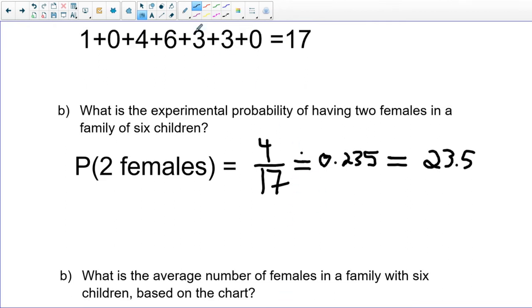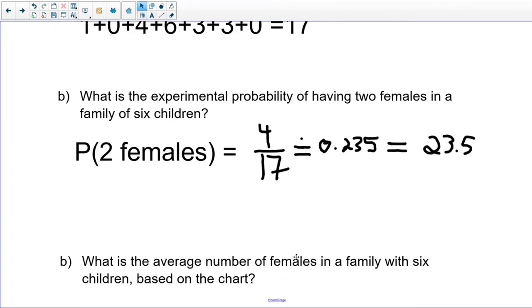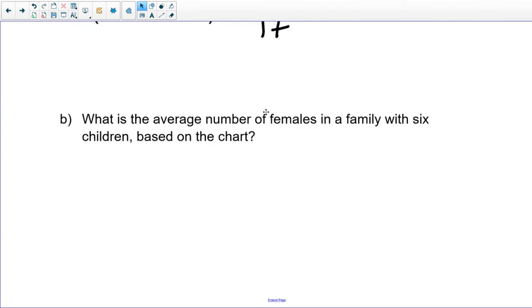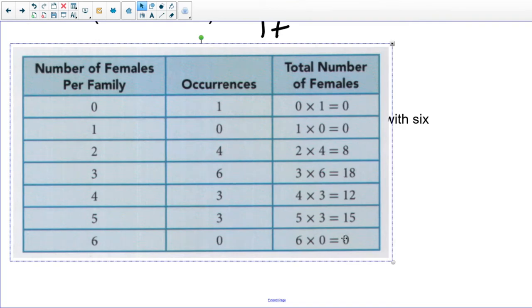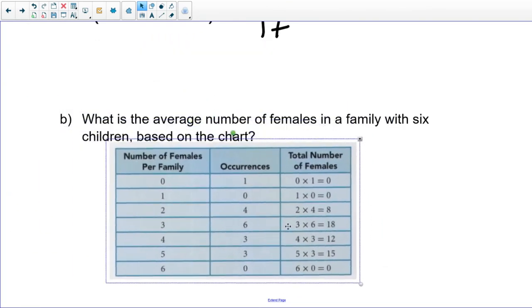Then another question that can be asked is, what is the average number of females in a family of 6 children based on the chart? Now, to figure out the average, I'm going to bring in a table here from your textbook. This table shows us another way of organizing the information that was in that chart above.